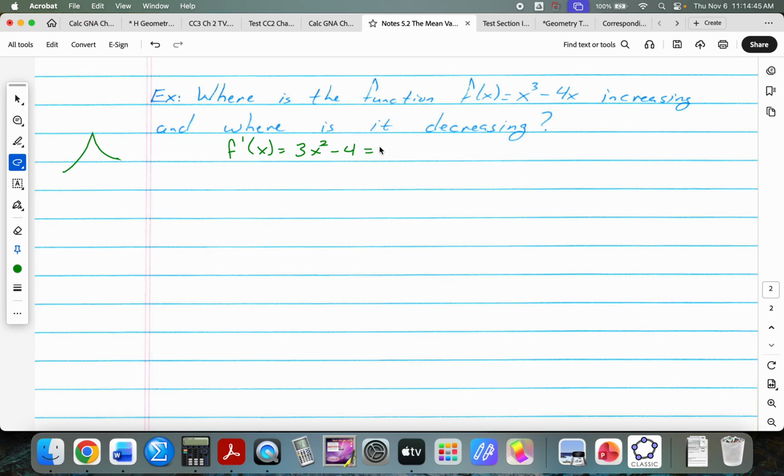So we're going to find where this is equal to 0. That means that 3x squared has got to be equal to 4. So x squared is equal to 4/3, which means x is plus or minus. You have to remember to think about both of those. Too often students just think about the positive one. The square root of 4 is 2, and the square root of 3, well, there's not much I can really do with that.